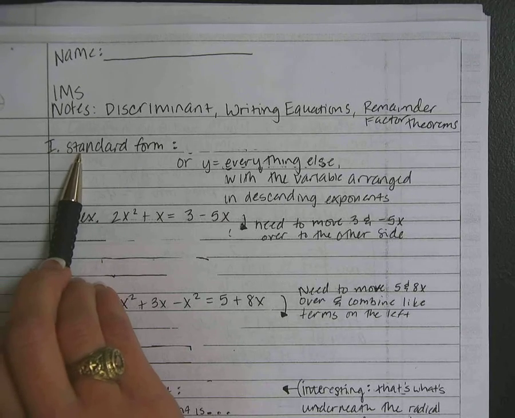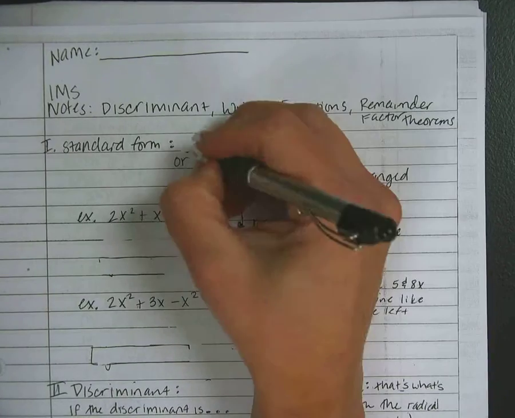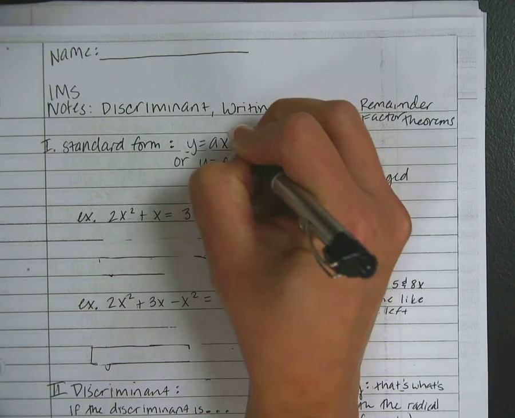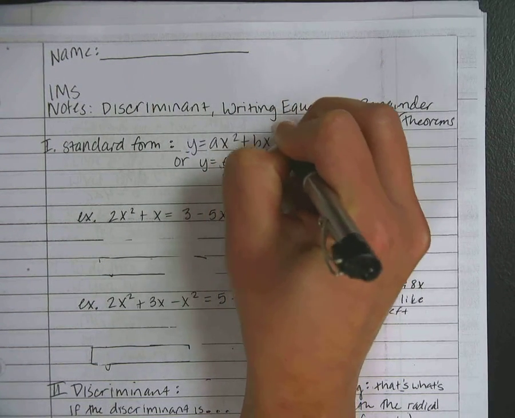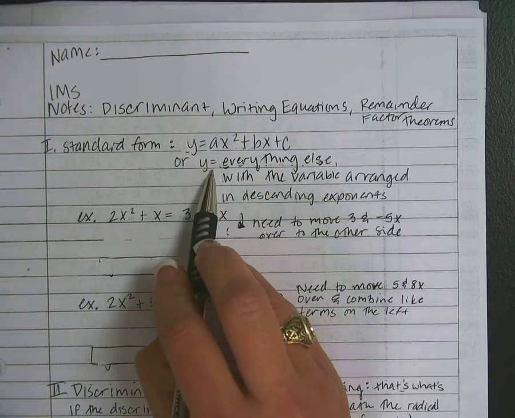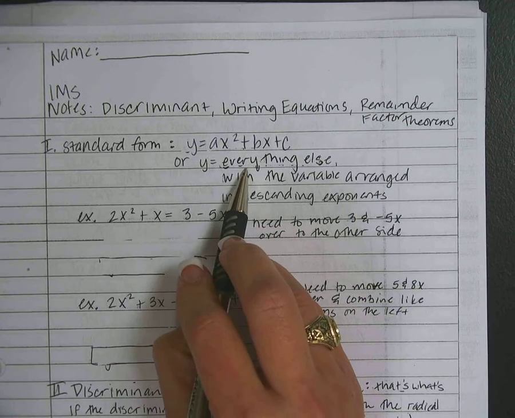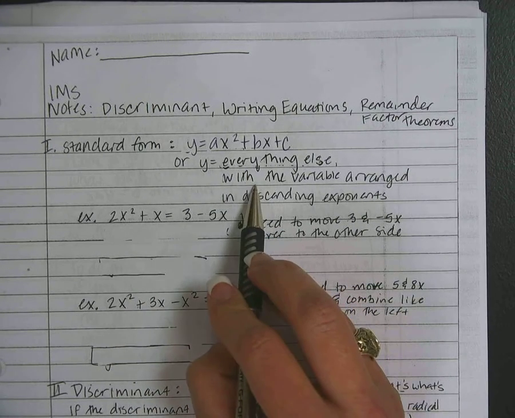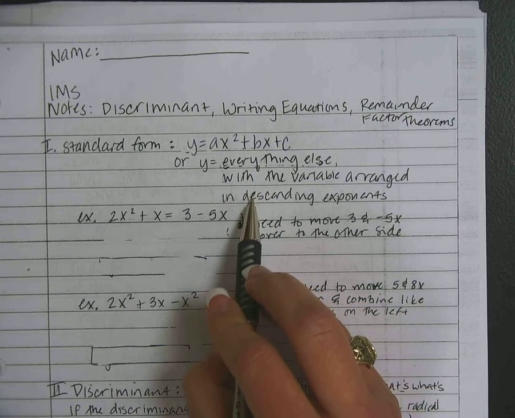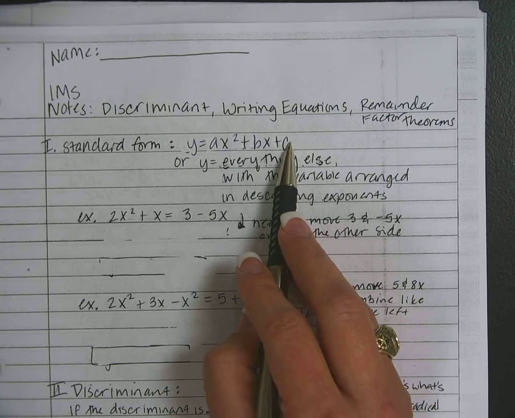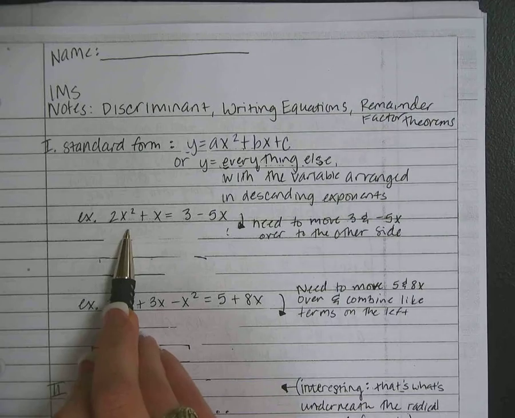You need to get things in standard form, which is y equals ax squared plus bx plus c. So basically this is y equals everything else. You just want y equals on one side and everything else on the other side with the variables arranged in descending order of the exponents. See how this is x squared, x, no x. Okay, so let's practice getting this one in standard form.